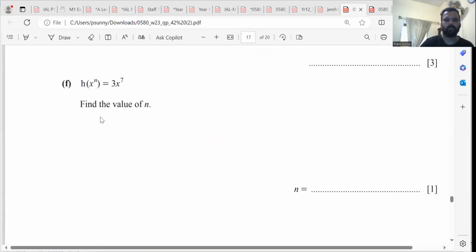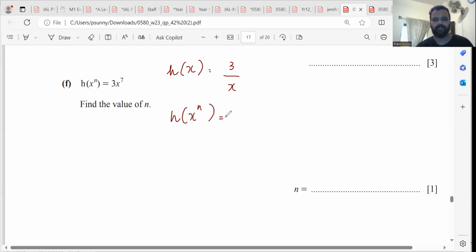h of x to the power of n is 3x to the power of 7. Find the value of n. H of x, if you remember, it was 3 by x. Now, h of x to the power of n is equal to 3x to the power of 7. If you remember law of exponents, 3 by x means it is basically 3 into x to the power of minus 1.